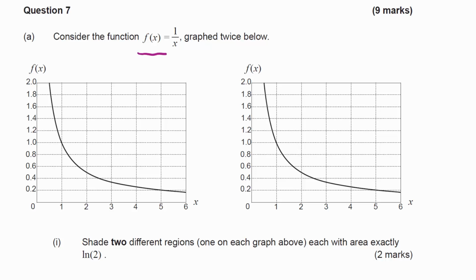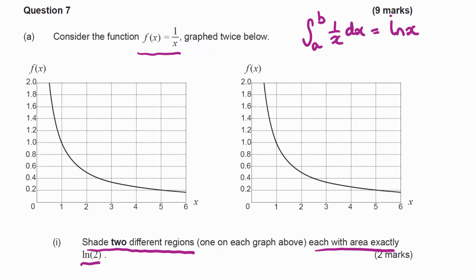Consider the function f of x is 1 over x, which is graphed twice below. We want to shade two different regions, each with area exactly natural log of 2. Well, we know that the integral from a to b of 1 over x dx would be log x from a to b.